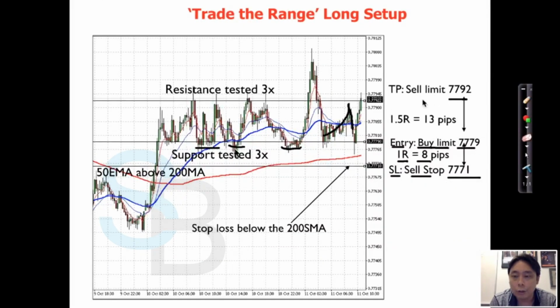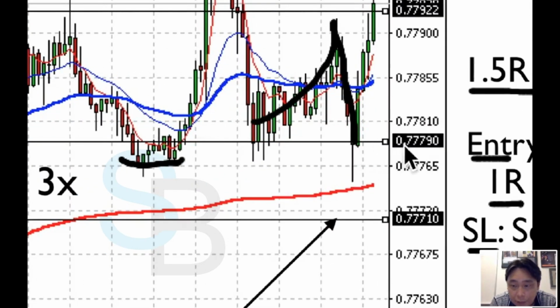okay? So that was 13 pips. So I'm risking 8 to make 13. That is more than 1.5R actually. So it's 1.5R, and so that was a good trade setup. So what happened was the price went down and you can see it hit 7779. So I bought it at that price.